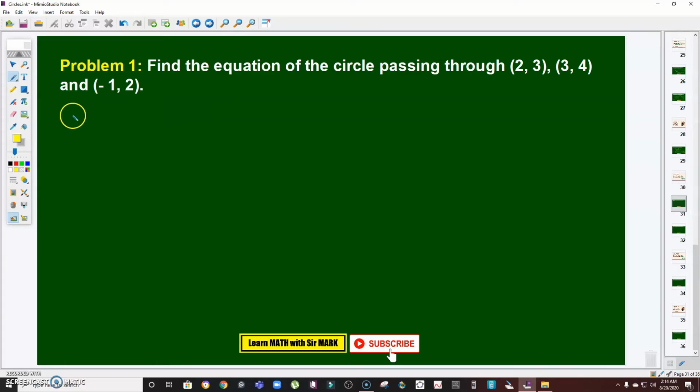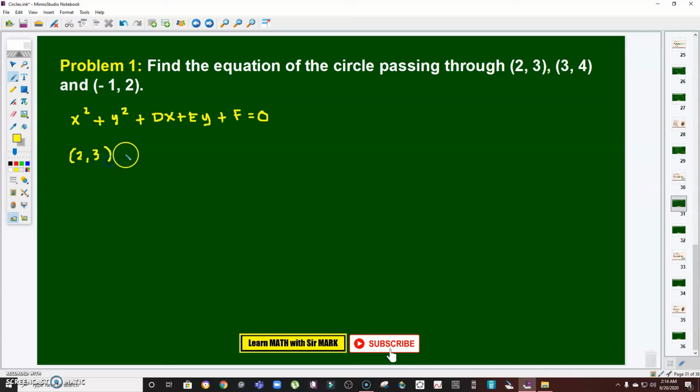What is the general form? The general form of the circle is given by x squared plus y squared plus dx plus ey plus f equals 0. Again, the three points are on the circumference of the circle, so each will satisfy the equation if you substitute it. I'm going to substitute them one by one.